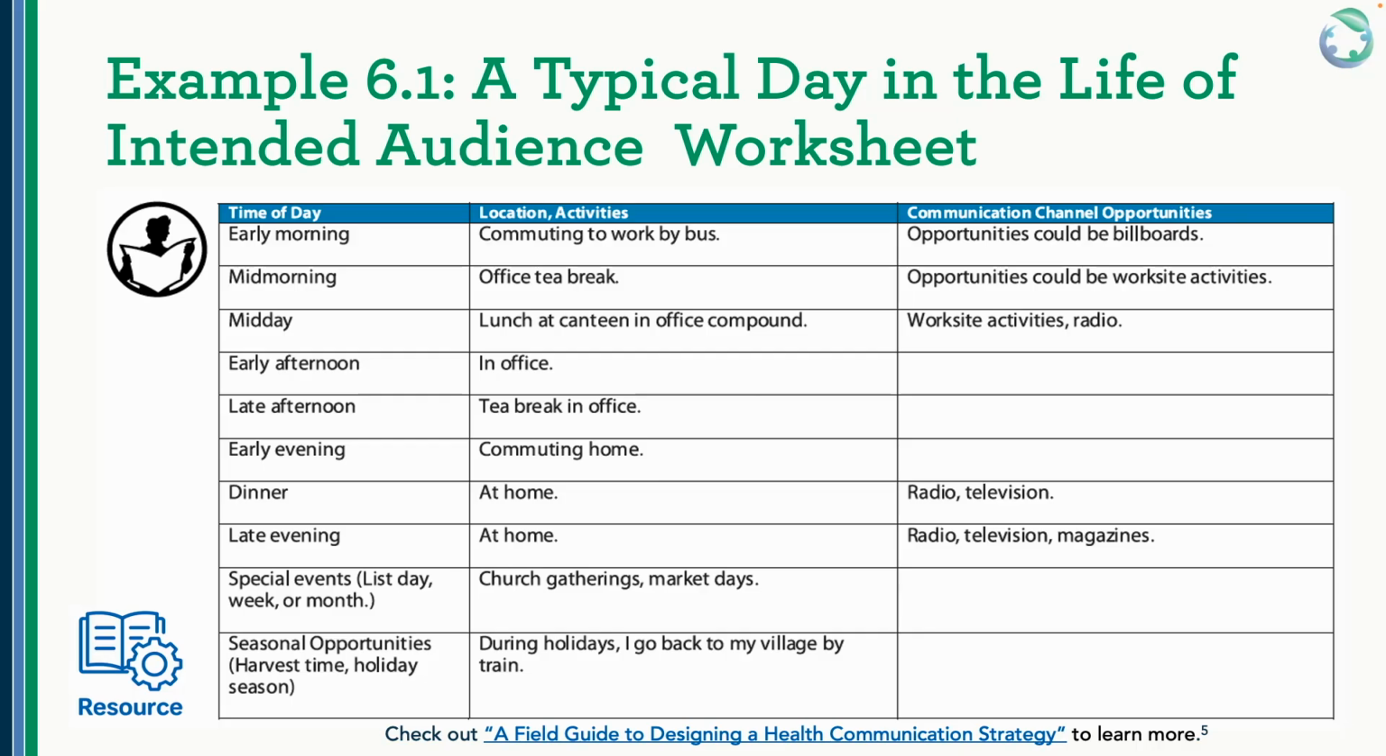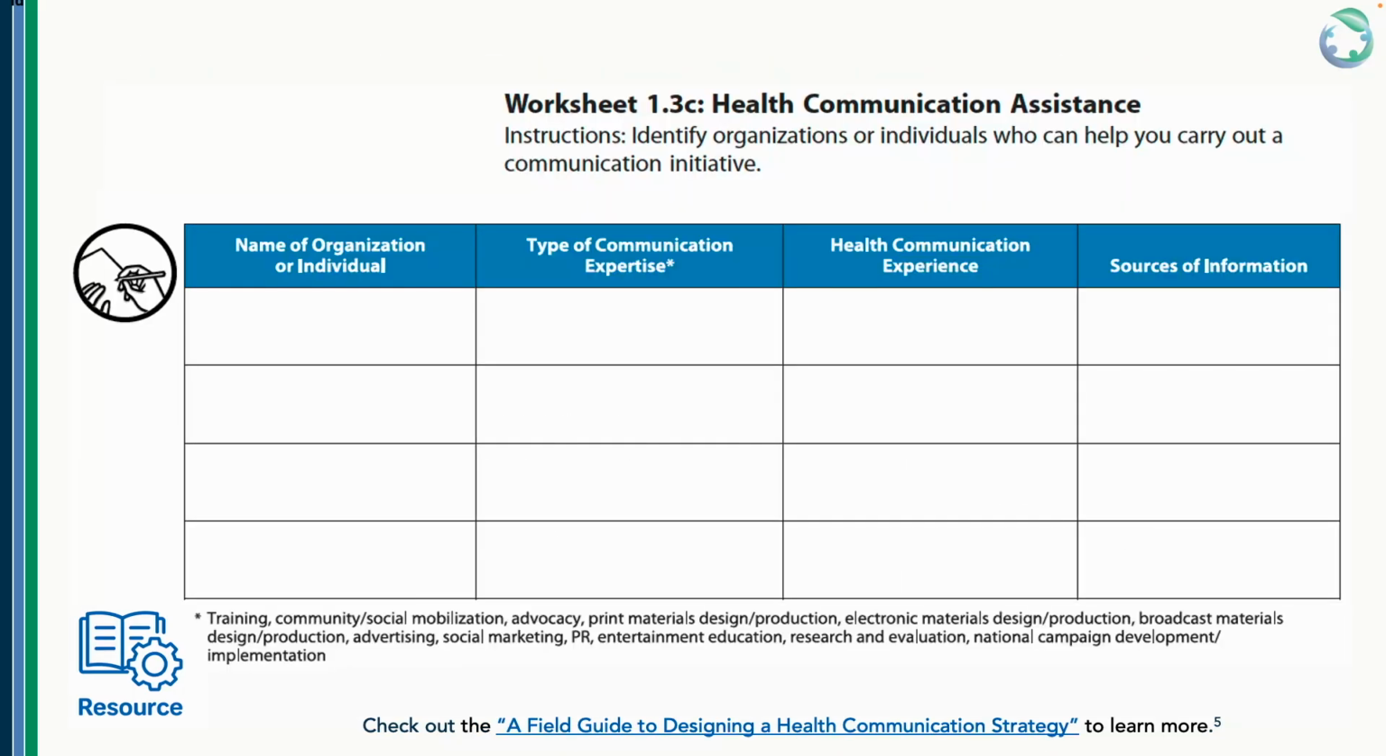Here's an example of a completed day in the life worksheet. Notice it doesn't need to be exhaustive. It's a starting point to think more intentionally about how and where to connect with your audience. You can also use Worksheet 1.3c, Health Communications Assistance, to identify individuals, organizations, or institutions that can support your communication efforts. As emphasized throughout this course, effective public health communication in rural areas must be done in partnership with trusted local partners.